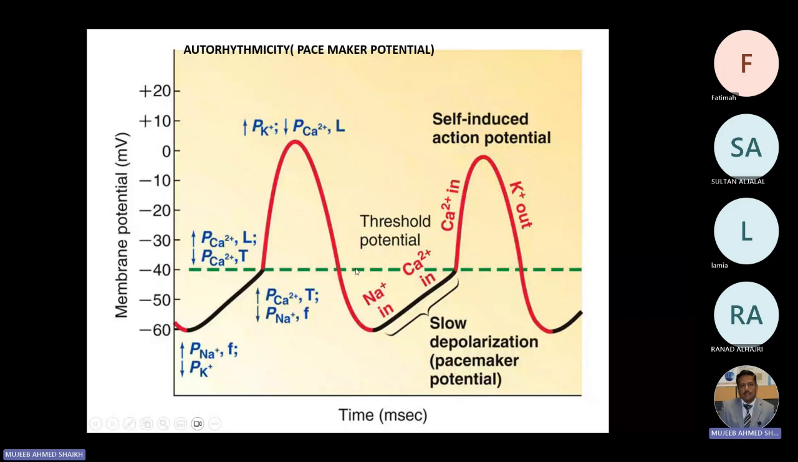Once it reaches -60, again sodium channels will open. In the next half, calcium channels will open, and it will take the potential to -40, which is the threshold. At threshold, calcium channels will open and it will go towards the 0 side. Once it is at 0, again potassium channels will open and it will come down. So this cycle keeps going on. This is called autorhythmicity or pacemaker potential.